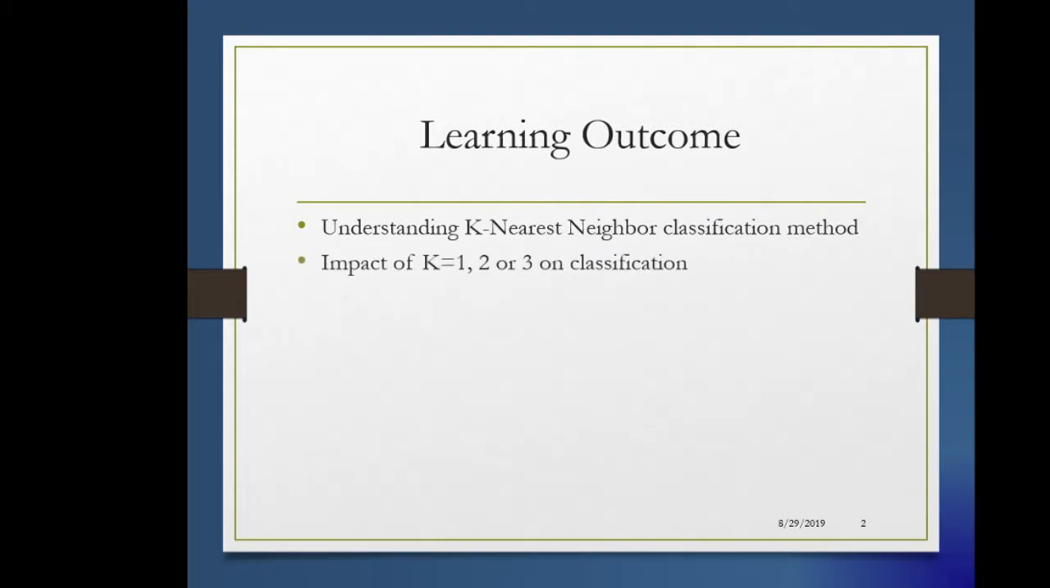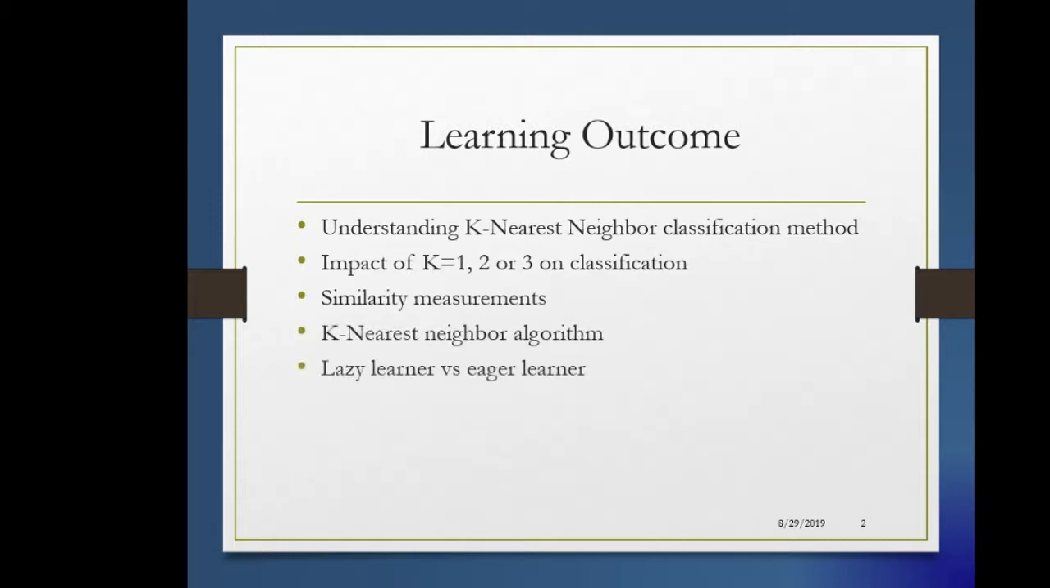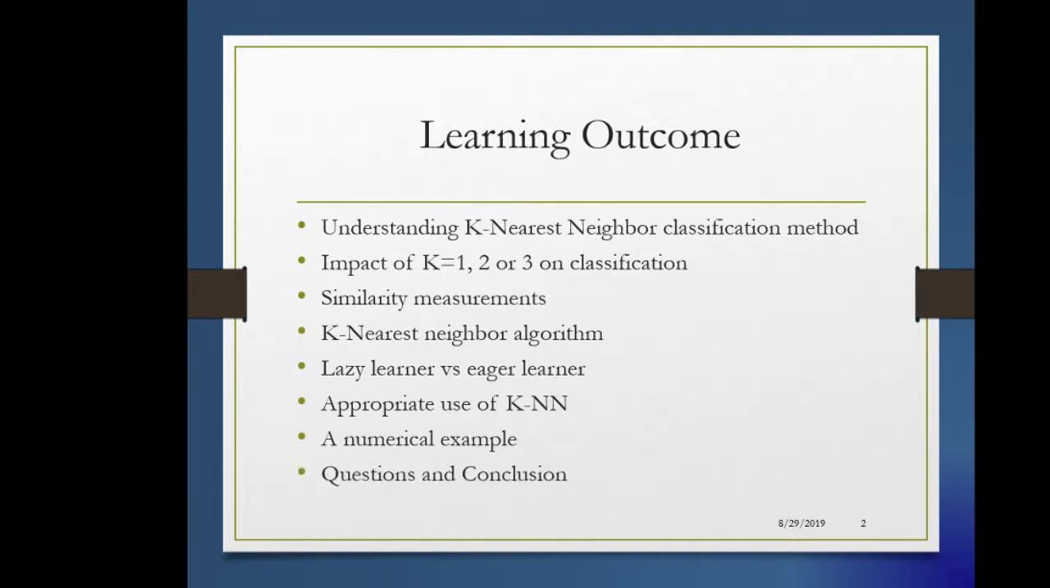These are the topics which are going to be covered in this presentation: understanding of the K-nearest neighbor method, the impact of K on the classification, similarity measures, and the K-nearest neighbor algorithm. Lazy learner versus eager learner is discussed, along with appropriate use of K-nearest neighbor. A numerical example is elaborated, and finally some questions on K-nearest neighbor and the conclusion.